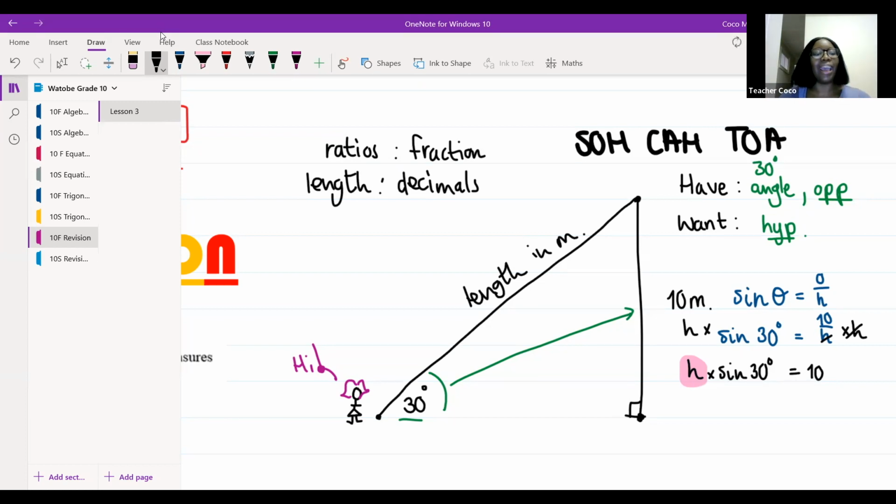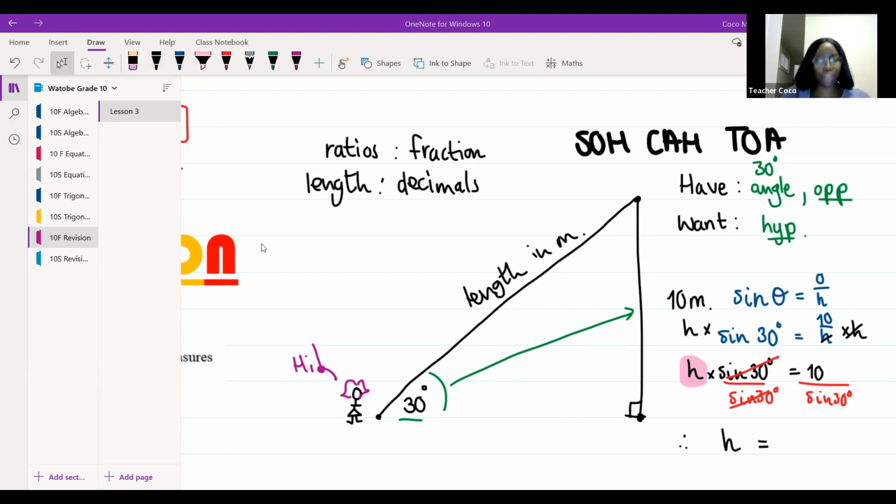Good. We divide by sine of theta. So we're going to divide by sine of theta on both sides. Sine of theta divided by sine of theta will give us 1. Therefore, h is equal to, now, I want you guys to go into your calculator and type in 10 divided by sine of 30 degrees and give me an answer, please. What answer do we get?